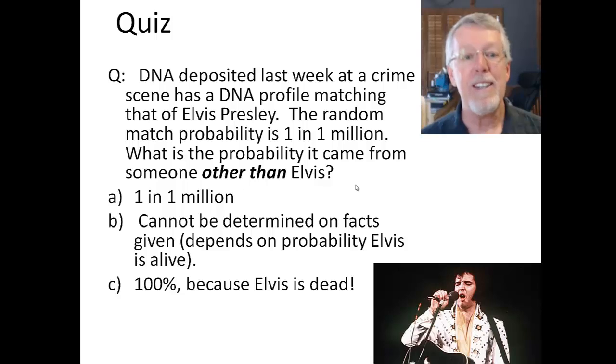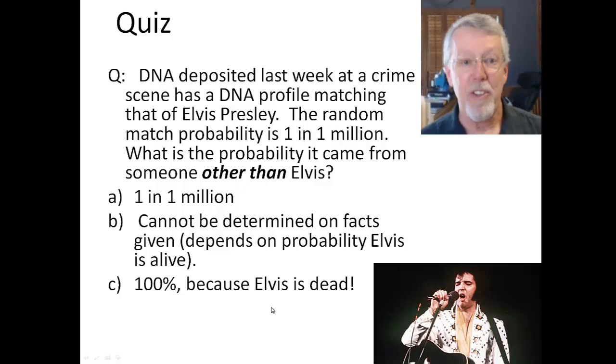If you've been paying attention, you should rule out option A. That is the prosecutor's fallacy. It's fallacious to go from the frequency of the matching characteristic to a conclusion about the probability of the source. Right? I think it might be fair to say there's a 100% chance it's someone other than Elvis because you think Elvis is dead.